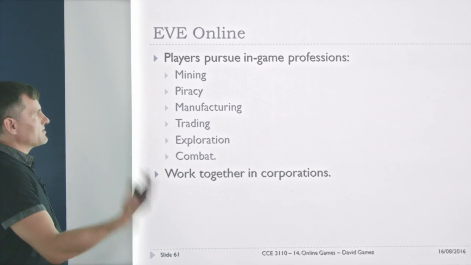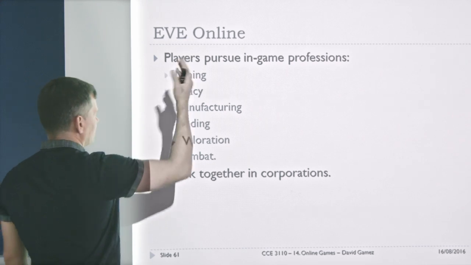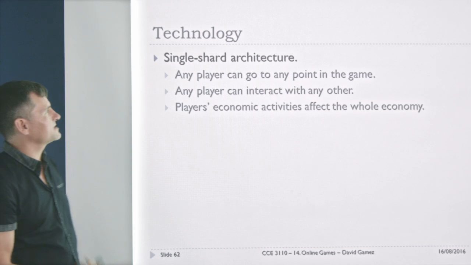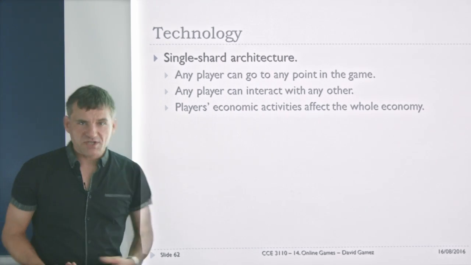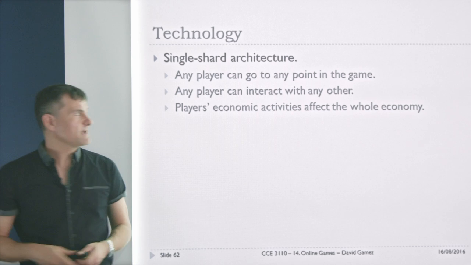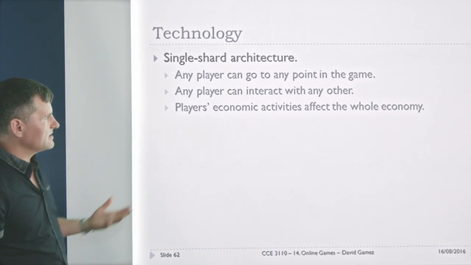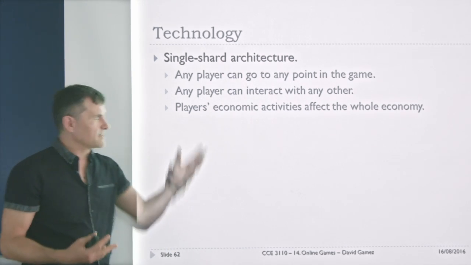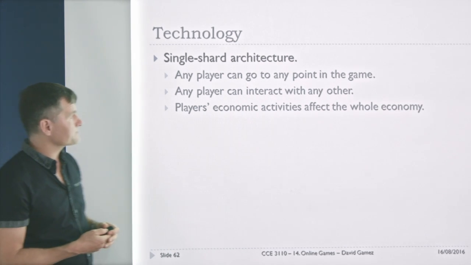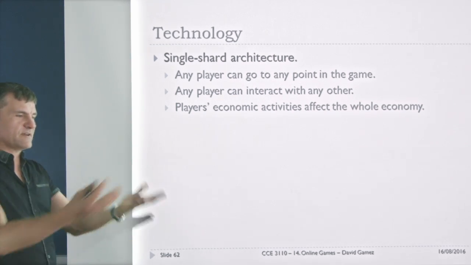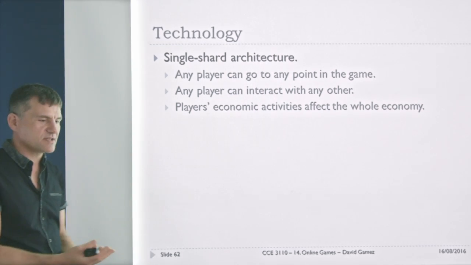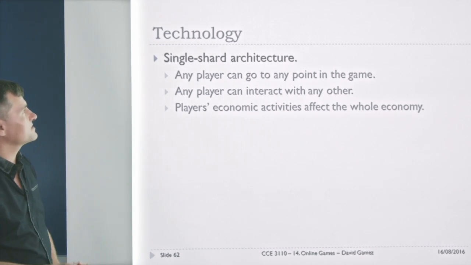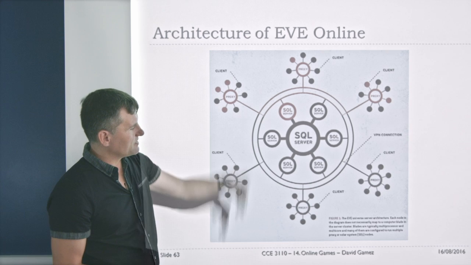So how this game works is people do in-game professions, maybe mining, piracy, manufacturing, trading, exploration, or combat. And they work together in corporations to carry out these different tasks. It's a single shard architecture, so any player can go to any other point in the game and interact with any other player, and there's an economy within the game. So if you do lots of mining and discover a new resource, that will affect the entire economy of the game. That's what makes it fun. You've got 500,000 people interacting with this online environment, and it makes it feel more realistic than just 5,000 people on a single server. That's the architecture of the thing.